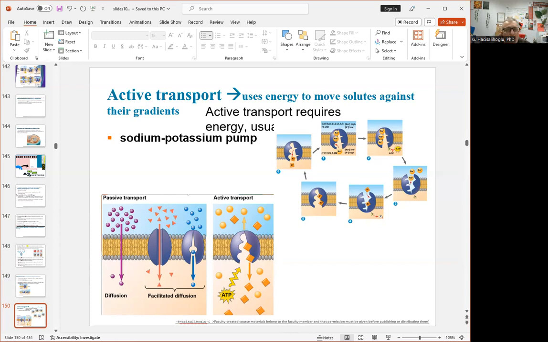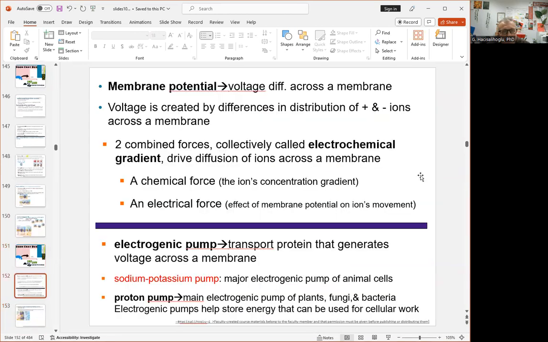So it requires energy. A good example is the sodium-potassium pump. You can see on the right side of this slide, it starts here. It takes the sodiums, and when it goes to the other side, it releases the sodiums and takes potassium, and brings potassium in. So it transports both sodium and potassium, right?